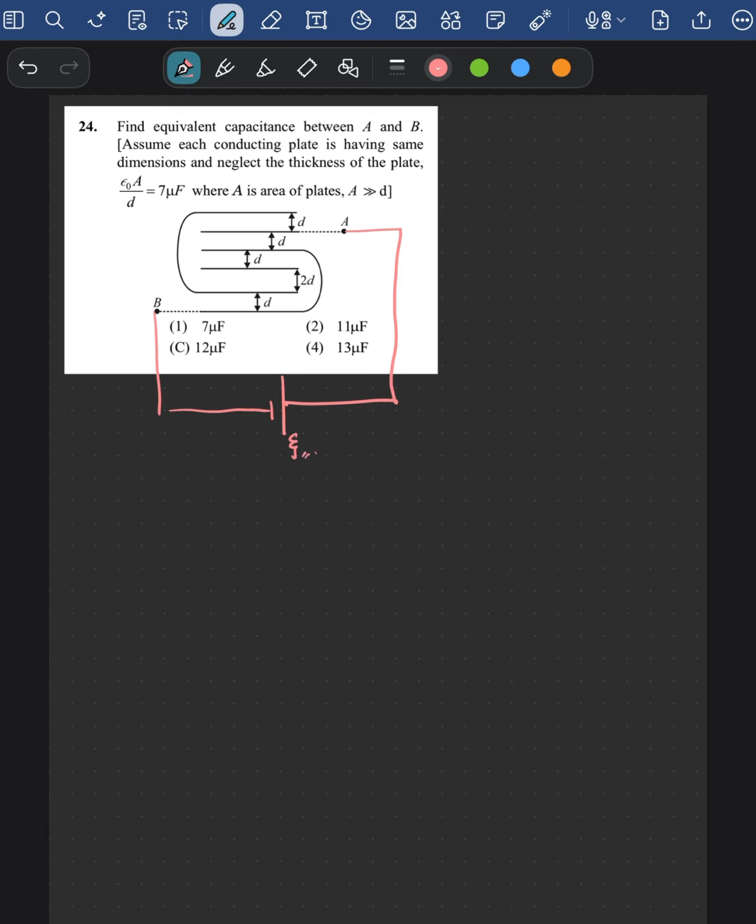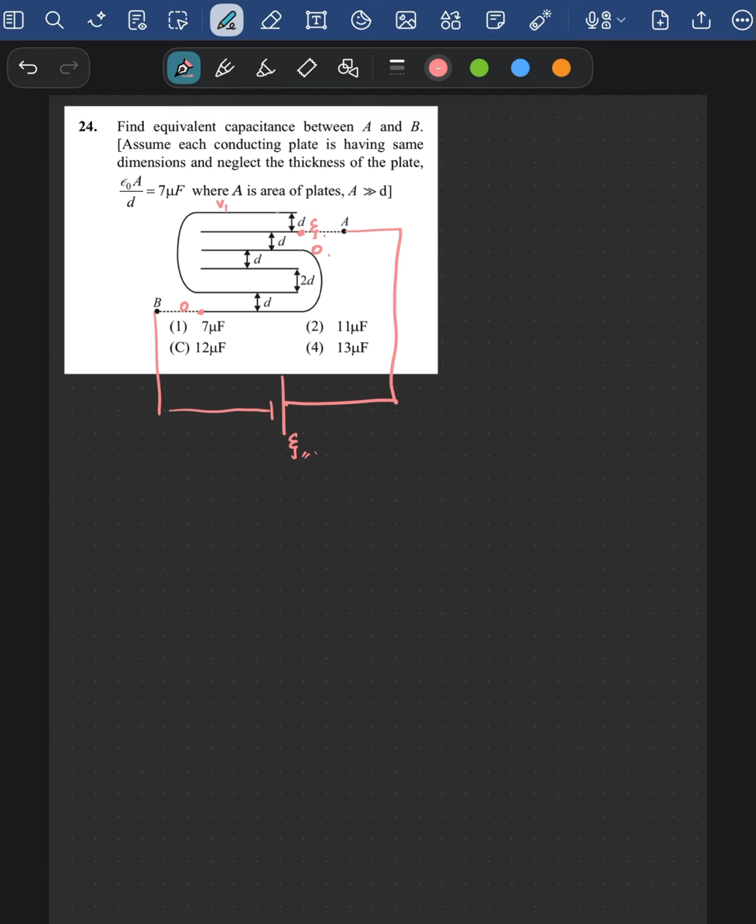Since the positive terminal is connected to A, the potential of this plate will become equal to E, and the potential of this plate will become equal to 0. Since this plate is connected to this plate, charge transfer will happen between these two plates until their potentials become equal. So the potential of this plate will also become equal to 0. Now this plate is not connected to either E or 0, so it will have some new potential. Let that new potential be V1.